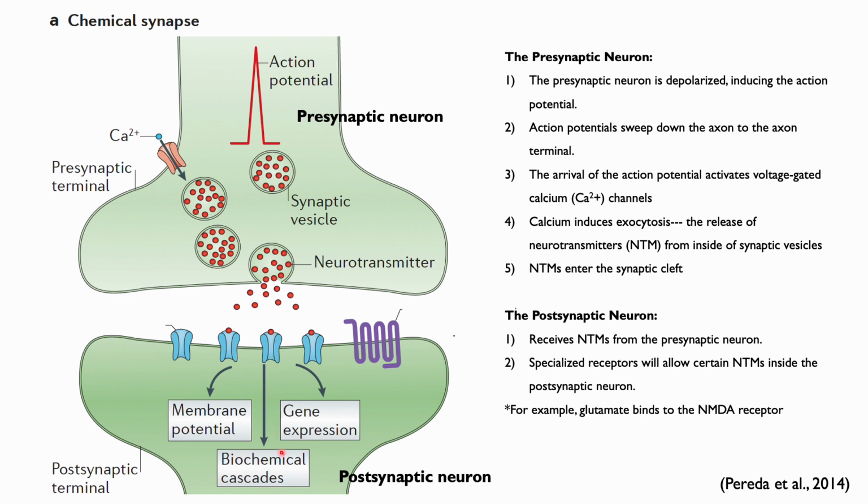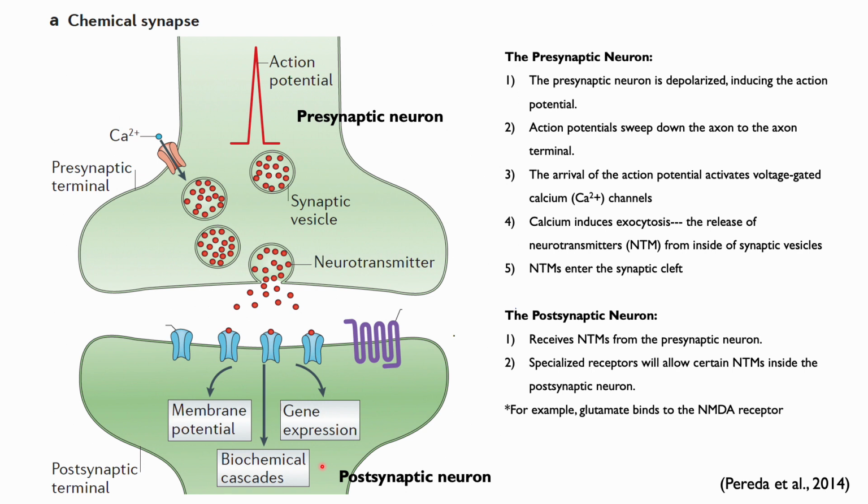When this occurs, membrane potential can change because the binding of this ligand, which is glutamate, can induce the flow of ions into the postsynaptic cell. This could potentially generate another action potential. It can also change gene expression or induce other biological cascades that we're not going to go into depth about.